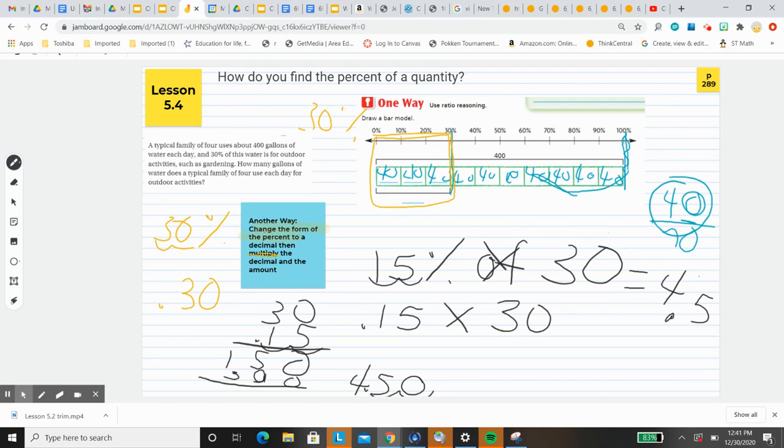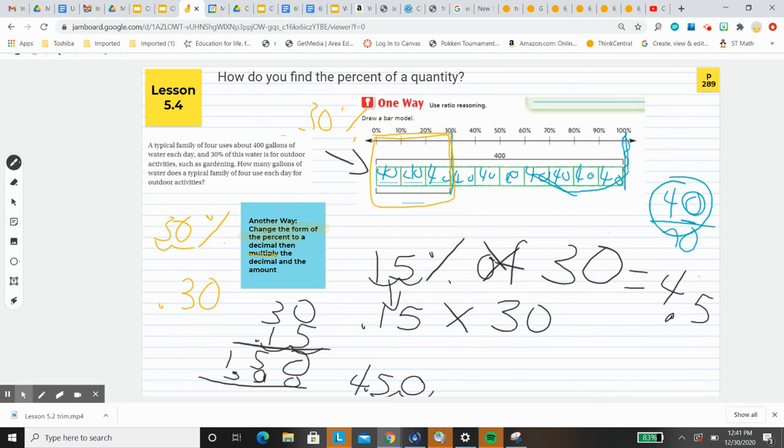All right, so I want to make sure that you're hearing this. How do you find the percent of a quantity? Okay. You can draw a picture like we did here, or you can change the percent to a decimal, and take it times the whole value, and that will give you your part.